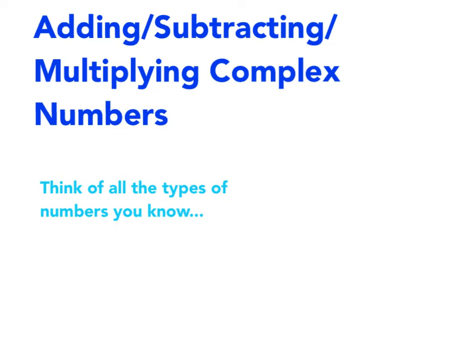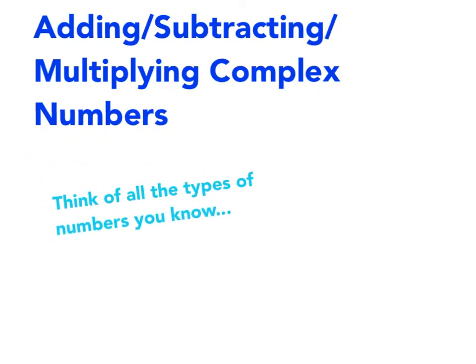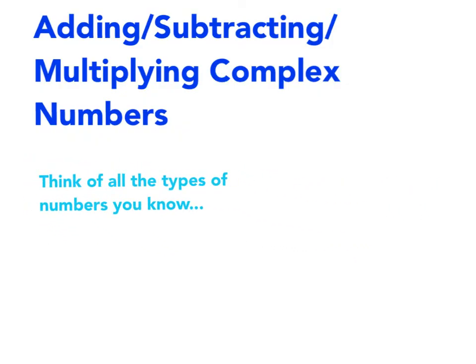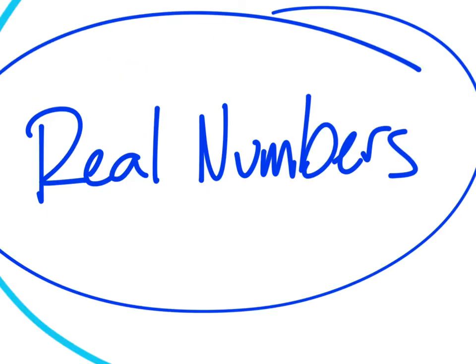Adding, subtracting, and multiplying complex numbers. What is a complex number? Let's think about all the types of numbers that you know. This could be the positives, the negatives, the rational and irrational, numbers like pi and all these numbers. All of those numbers fit into a set of numbers called the real numbers. Every number so far that you know fits in this circle.